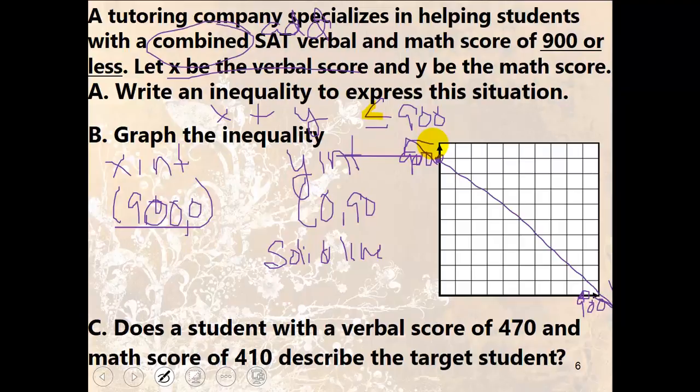And then we have to decide where to shade. So I'm going to test the point 0, 0. All right. Is 0 less than or equal to 900? Well, that's true. So I'm going to shade below the line or towards 0, 0. Okay, so I'm going to shade here. All of that. Okay.